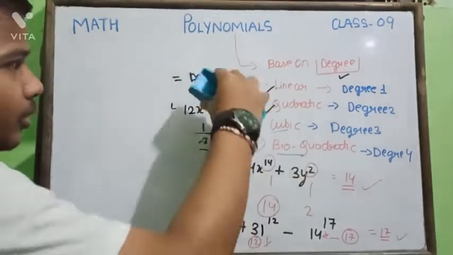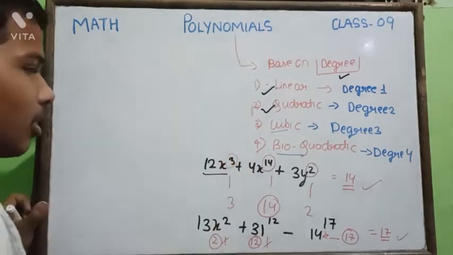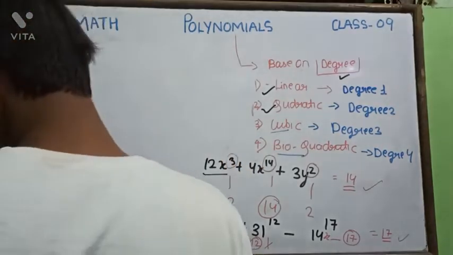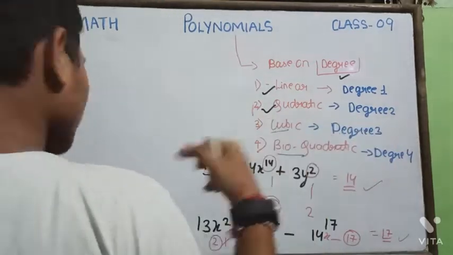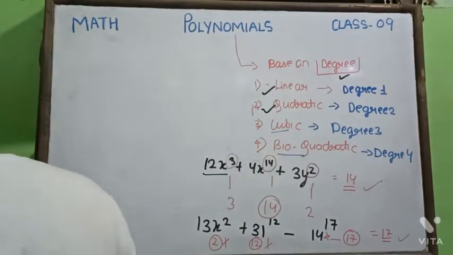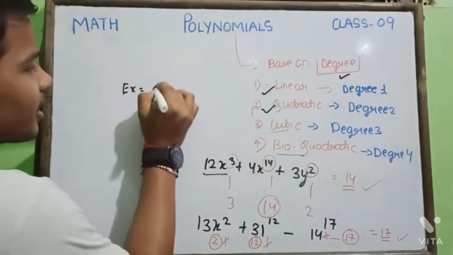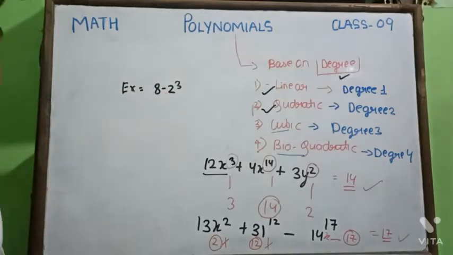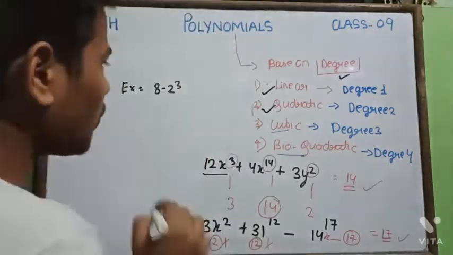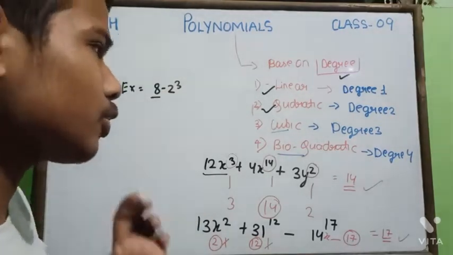Write this for your notes, or you can take it from the book, the NCERT book or RD Sharma. So we will go to the next, that is cubic, which has degree 3. Let's take 8 minus z³. This is z. 8 minus z³.